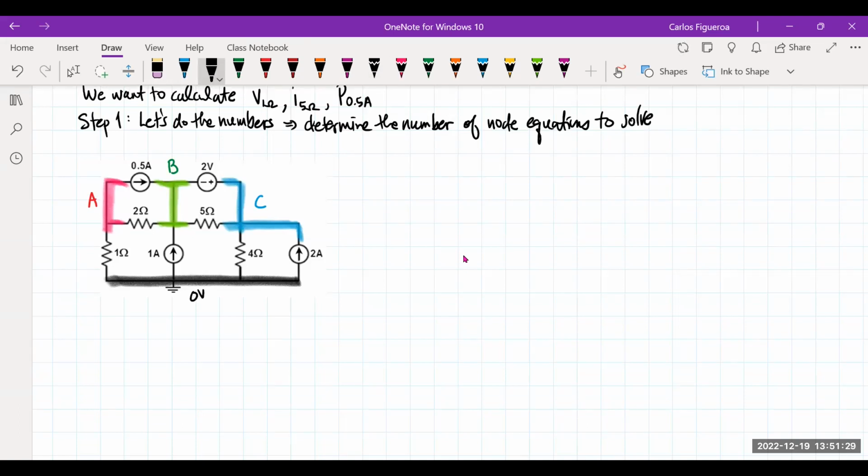So when I look at this guy, I have 3 nodes minus 1 voltage source. So I got 1, 2, 3 current sources, 1 voltage source, but when I'm doing node, it's only the voltage source that matters. So now if I start to add this, this tells me that I have 2 unknown nodes.